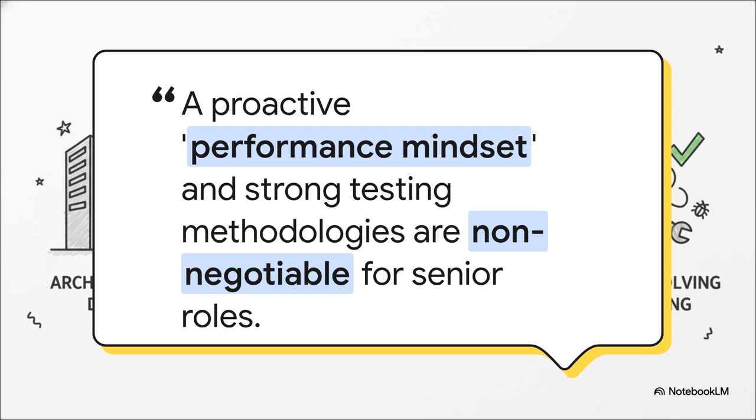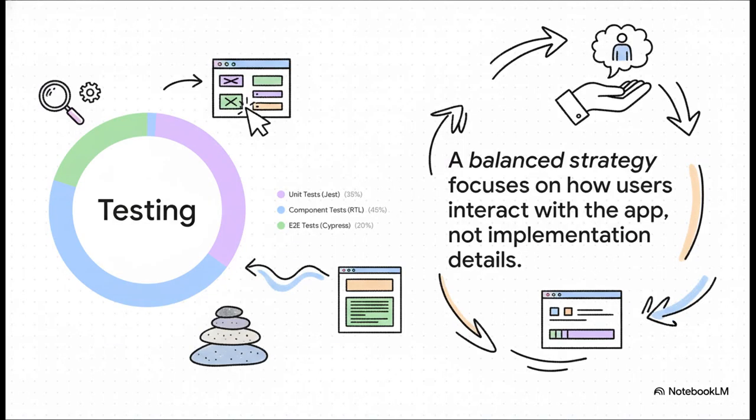The key word here is proactive. You are not waiting around for users to start complaining that the app feels sluggish. You are constantly thinking about performance, anticipating where the bottlenecks might be, and building for speed and reliability from the ground up. So what does being proactive actually look like?